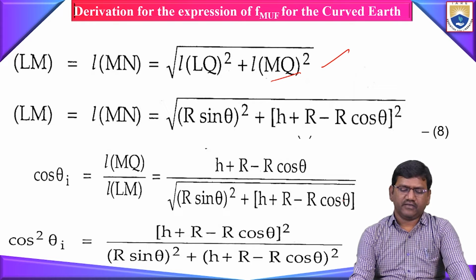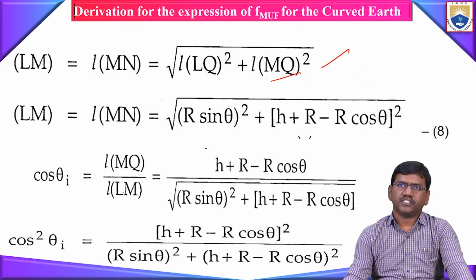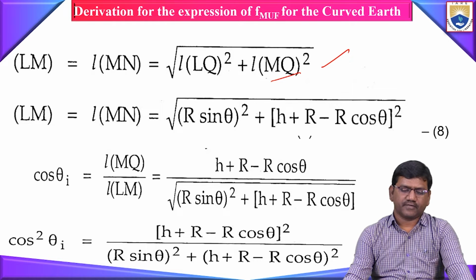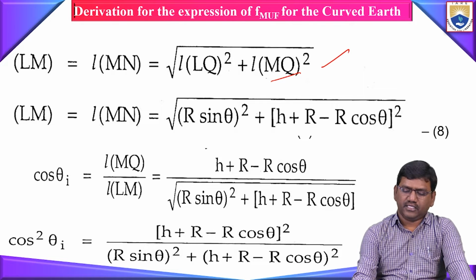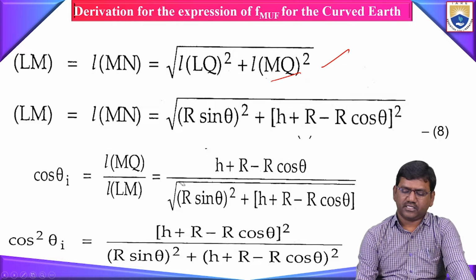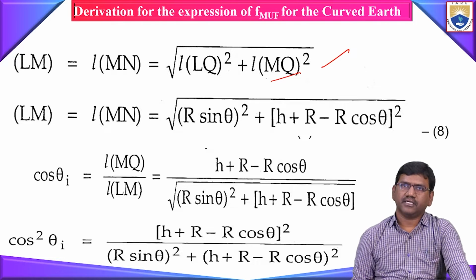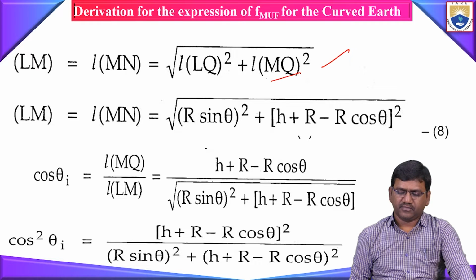If you simplify this, squaring on both sides, you will get cos square theta i is equal to h plus r minus r cos theta whole square. Here the square root will be cancelled as we are squaring on both sides: r sin theta whole square plus h plus r minus r cos theta whole square. So we shall further simplify by applying simple math.